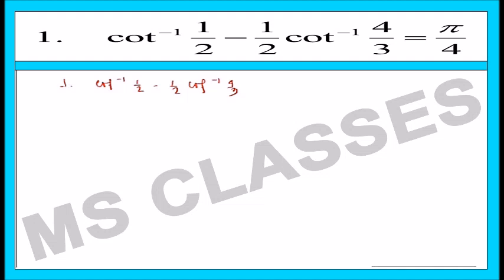First of all, as I have told you always, the first thing is that here if you see it is half. Half means it is a positive number. Here also it is 4 by 3, that means it's also a positive number. So in these cases, if you want to convert to tan, you can do that very easily. But here what we do, I write here cot inverse of half as pi by 2 minus tan inverse of half, minus what we have, half of cot inverse of 4 by 3.